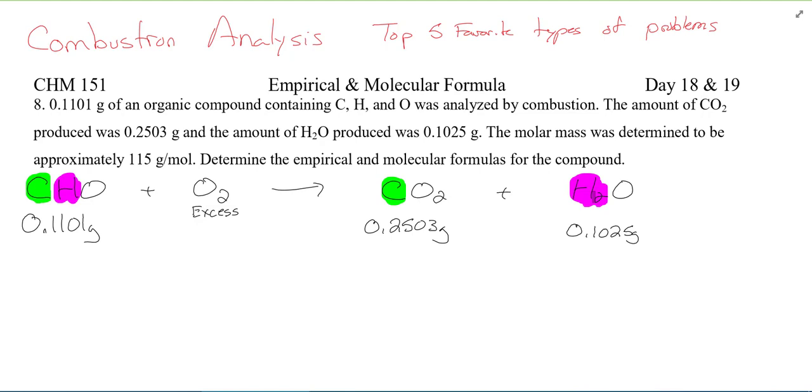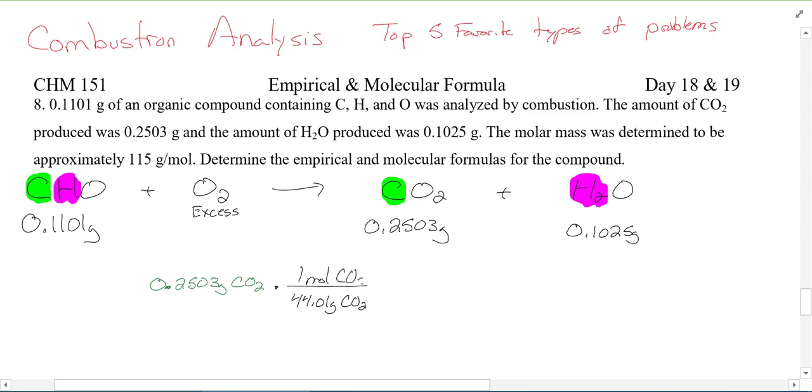Well, I have grams of CO2. I can get grams of C out of that. So I'm going to take 0.2503 grams of CO2, and we're going to do some conversions. Carbon dioxide weighs 44.01 grams of CO2 is 1 mole CO2.